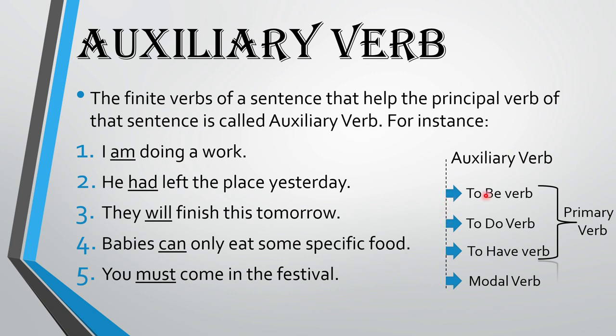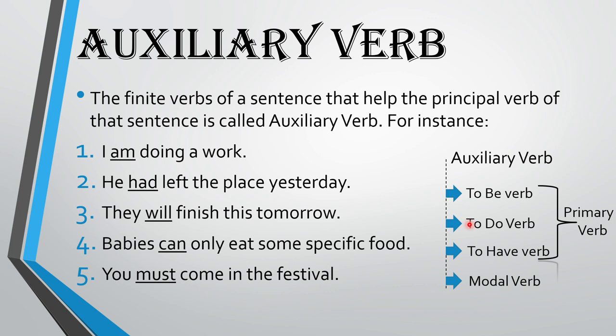Auxiliary verbs are mainly of two types: one is primary verb and another is modal verb. Again, primary verb is of three types. One is the to be verb. To be verbs are am, is, are, was, were, be, been, being. Then the to do verb.